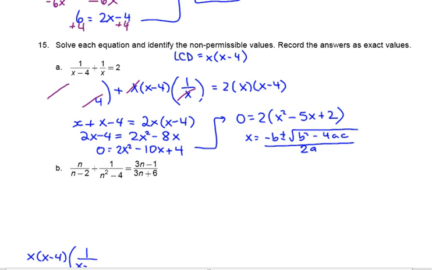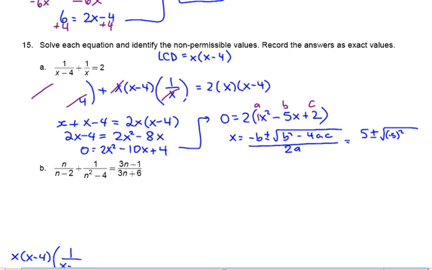Okay, what's my a value here? 1. So the a would be 1, b would be negative 5, and c would be 2. So it becomes negative negative 5. What will that be? Plus 5. So 5 plus or minus the square root, negative 5 squared minus 4 times 1 times 2. Yeah, you can leave it like that. It says here answers an exact value, so we can leave it as a square root.